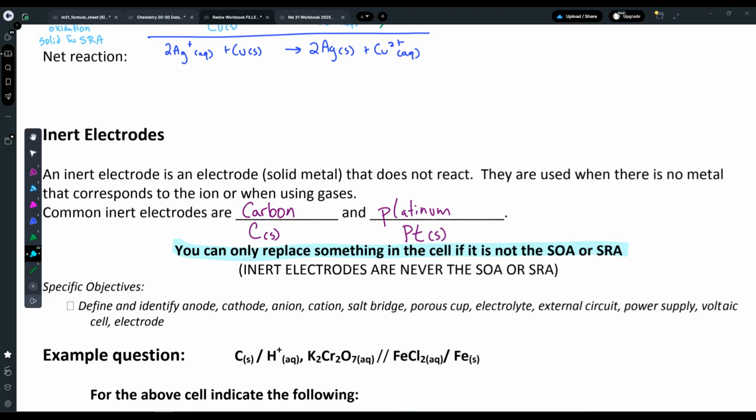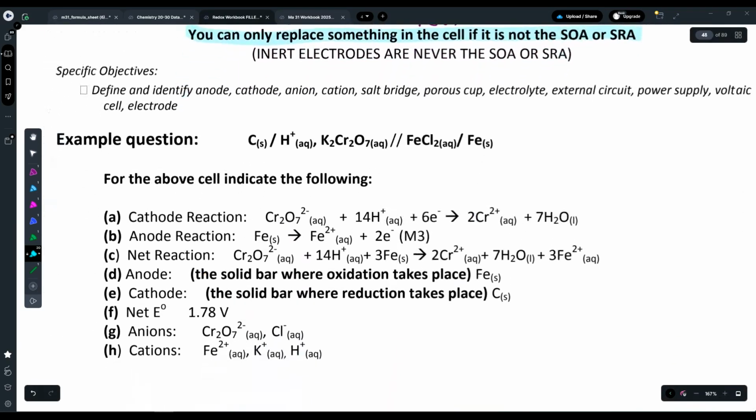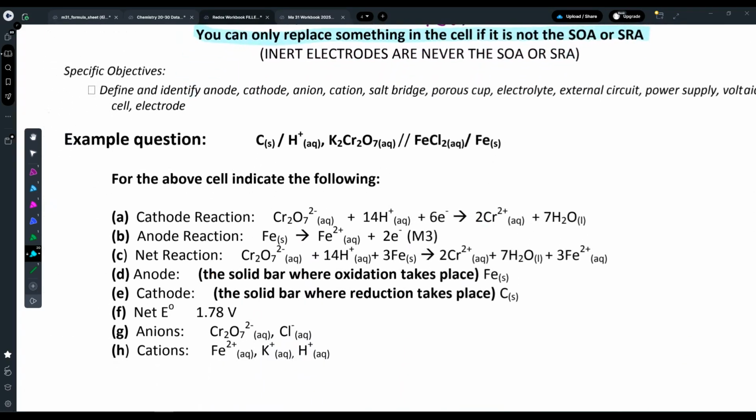Okay? So what this means, you can only replace something in the cell if it's not the SOA or SRA and it doesn't affect the operation of the cell. All right, so example question.